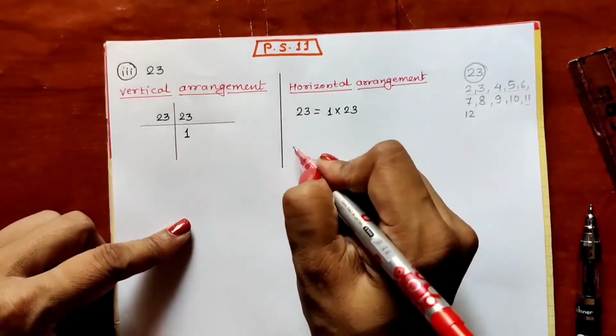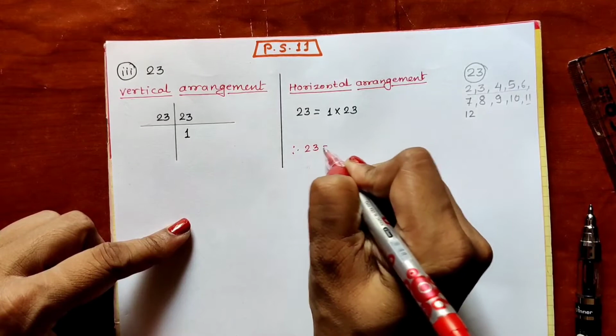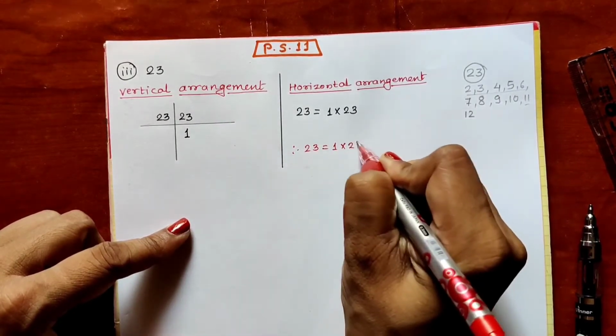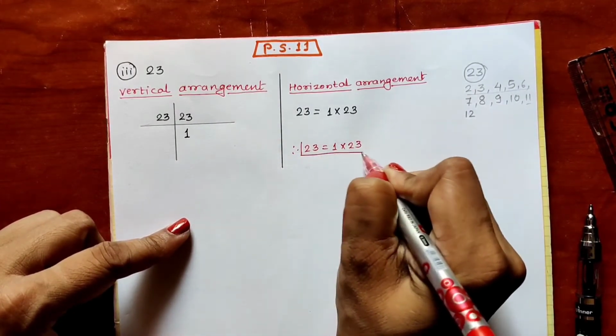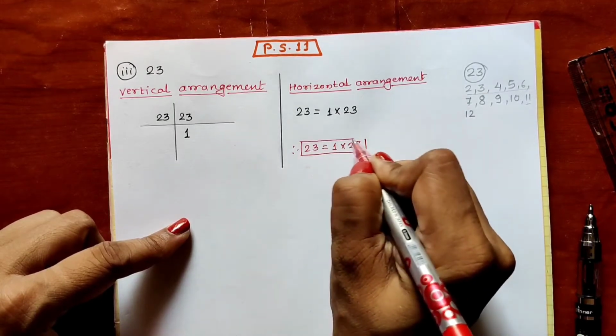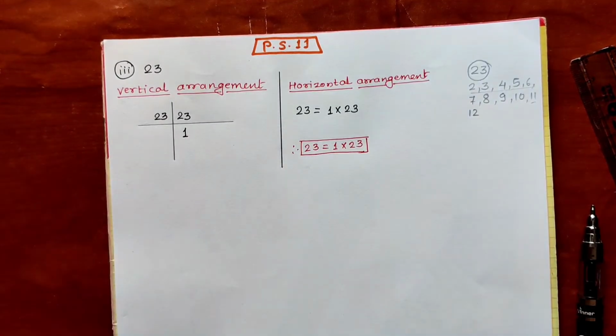The factors are 23 is equal to 1 into 23. In this way we can write the factors of 23. Now let us go on to the next number.